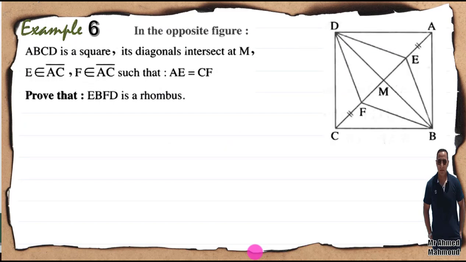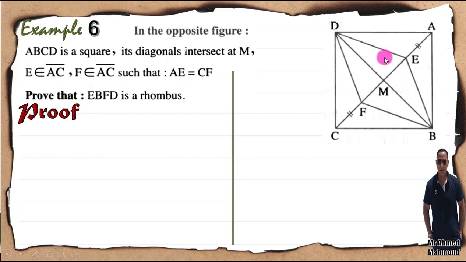In this example, ABCD is a square. Its diagonals intersect at M, as we see. E belongs to AC and F belongs to AC, in which AE equals CF. Prove that EBFD is a rhombus. Actually I can't prove directly that this shape is a rhombus. First, I'm going to prove that this shape is a parallelogram, and then I'm going to prove that the parallelogram is a rhombus.